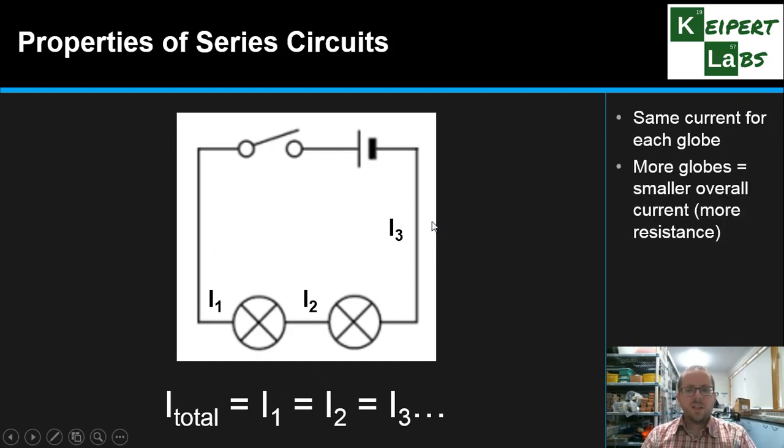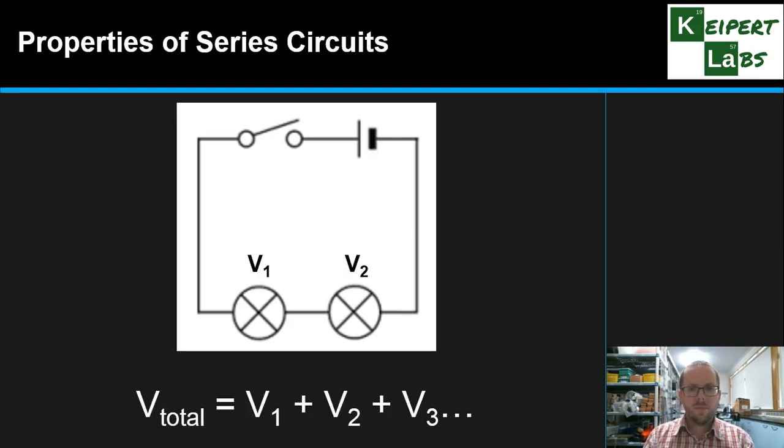But the idea with that is that the more globes we have in our circuit, the smaller the overall current will be, because we've put more resistance in it. Each globe provides resistance. So when we're thinking about current as the rate of flow of charge, so how much charge is passing every second, when we have more points where it needs to slow down, then through the whole circuit it slows down. So the more globes we add, the lower that current ends up being. But the current at every place in the circuit is still the same.